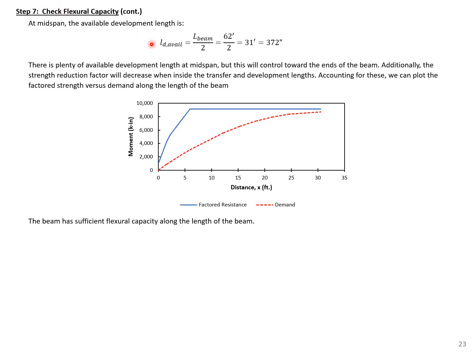At midspan, our available development length is half of our beam length, which will be 372 inches. And we can see that this is much longer than the required development length of 75.1 inches. So we can plot our moment along the length of the beam, our capacity along the length of the beam, and compare it to our demand along the length. We can see that our factored resistance is greater than our demand along the whole length of the beam. So the beam has sufficient flexural capacity.